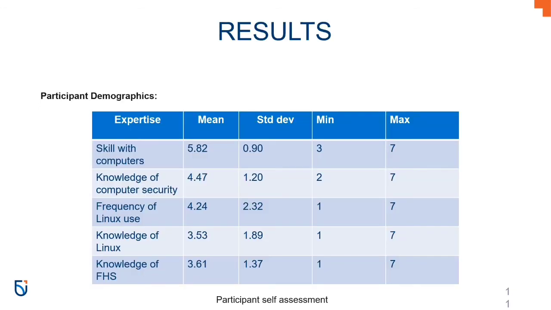Now let's discuss the results of the experiment. Participant demographics. The participants' ages varied from 18 to 60. The participants were requested to evaluate themselves based on objectives such as their skills with computers, their knowledge of computer security, and their frequency of Linux use, with a minimum of 1 and a maximum of 7. This table shows that the majority of the participants evaluated themselves as possessing above average computer skills.